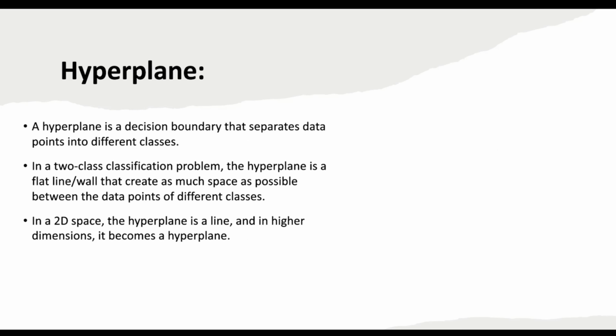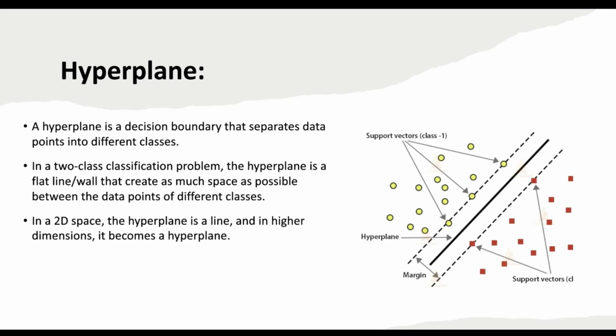There are some basic things that we need to know when using the support vector machine, and one of them is the hyperplane. A hyperplane is a decision boundary that separates data points into their different classes. When you look at the image on your right-hand side, you can see that the dark line between the two dotted lines is our hyperplane.